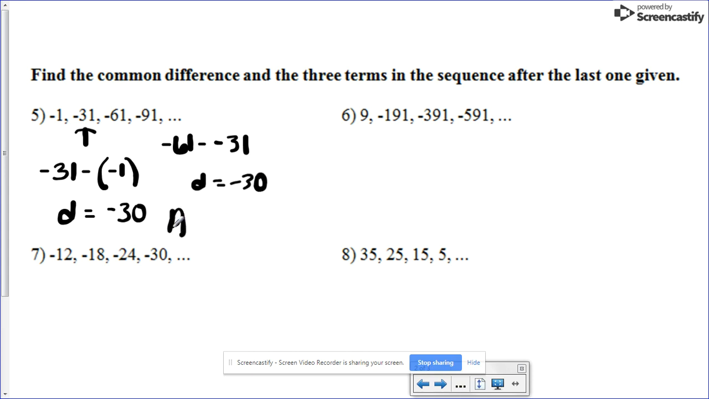So this would be an arithmetic sequence. I spelled that wrong. So you'll take the second term and you'll subtract the first term from it. And whatever you get is your common difference.